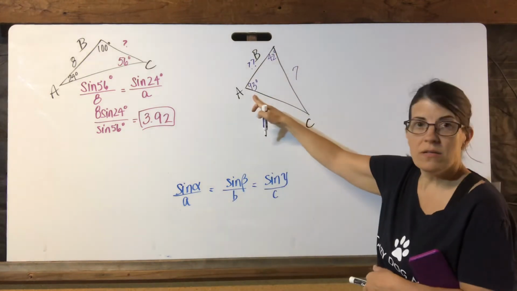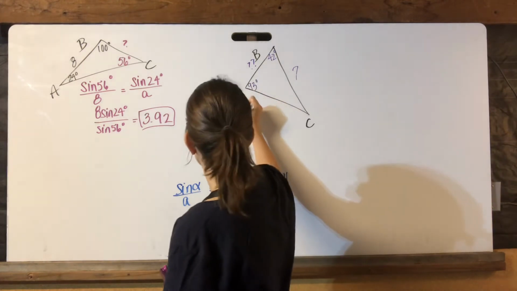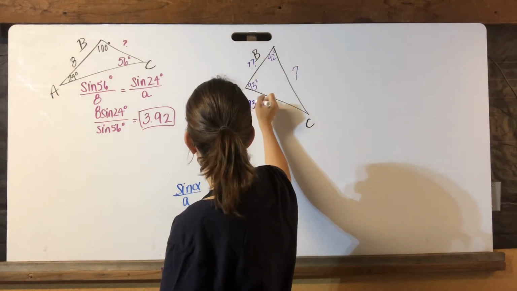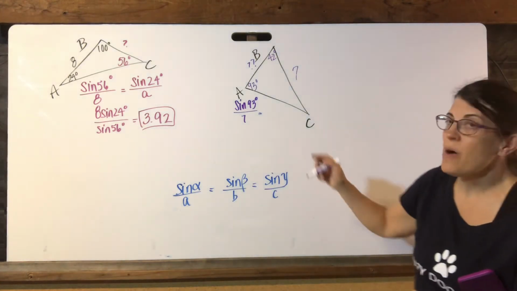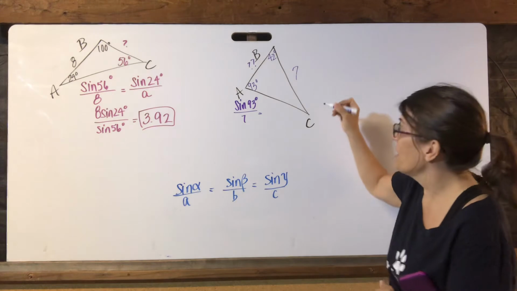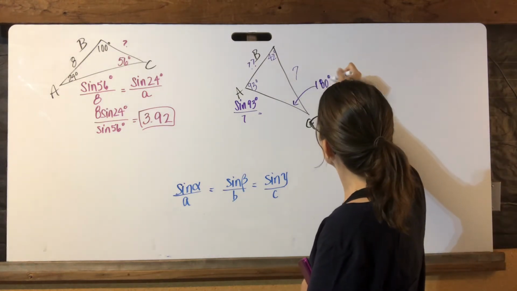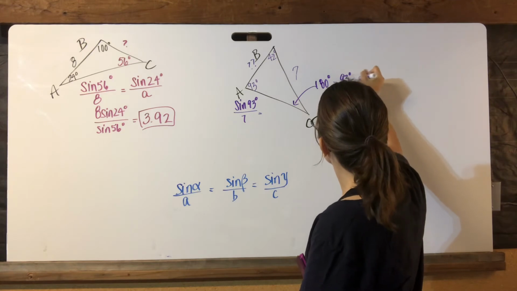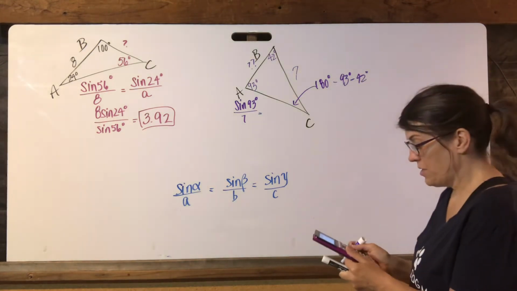I know an angle, its opposite side. So that's going to be the sine of 93 degrees over 7. If I'm looking for side C, I need to know angle C, but I do. Angle C is 180 minus 93 minus 42.